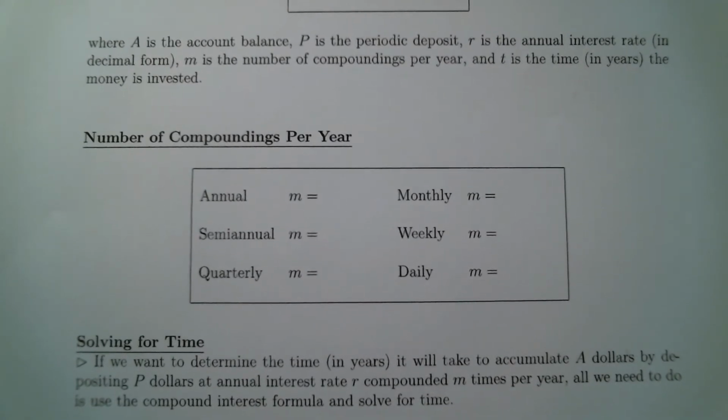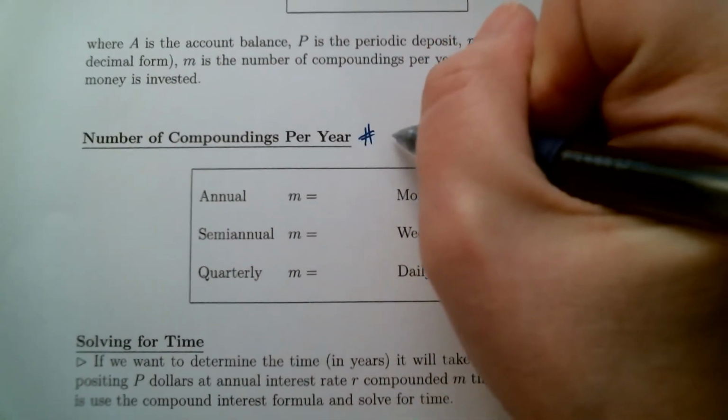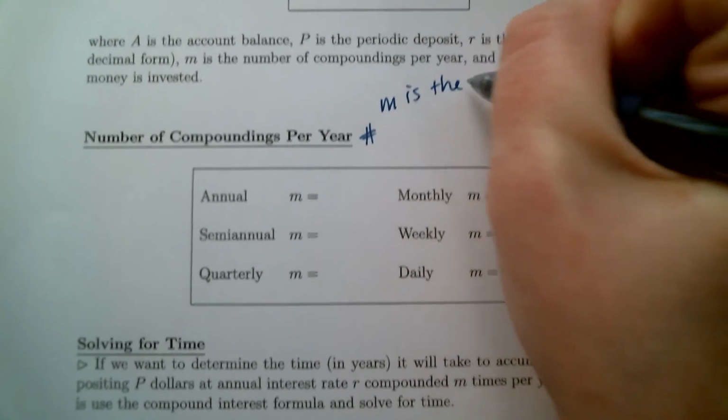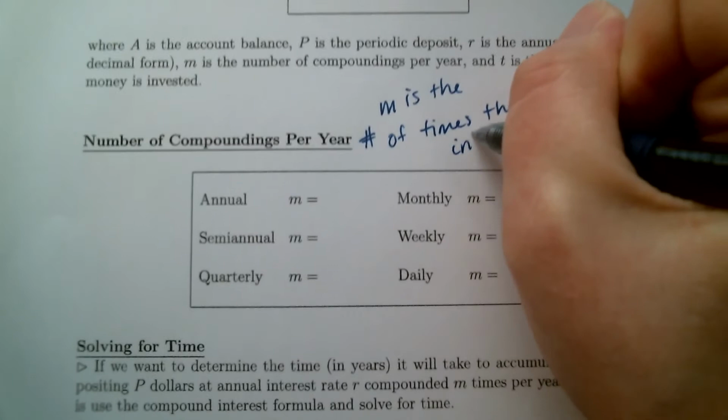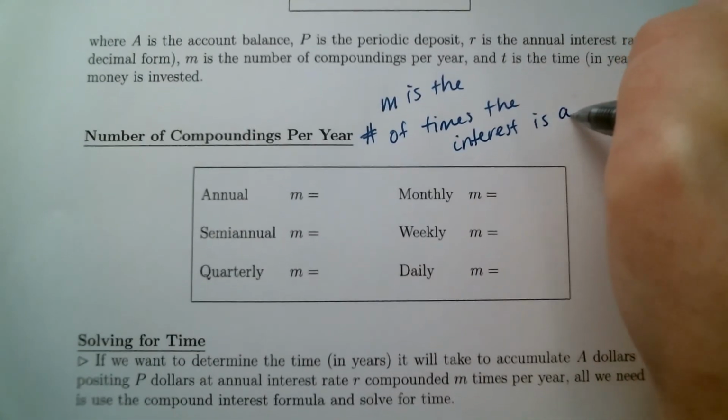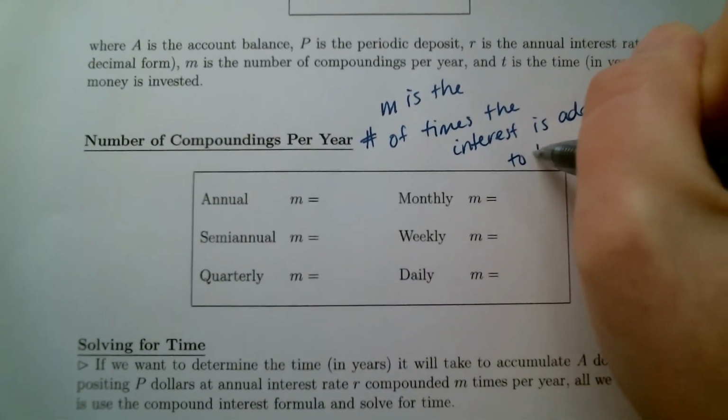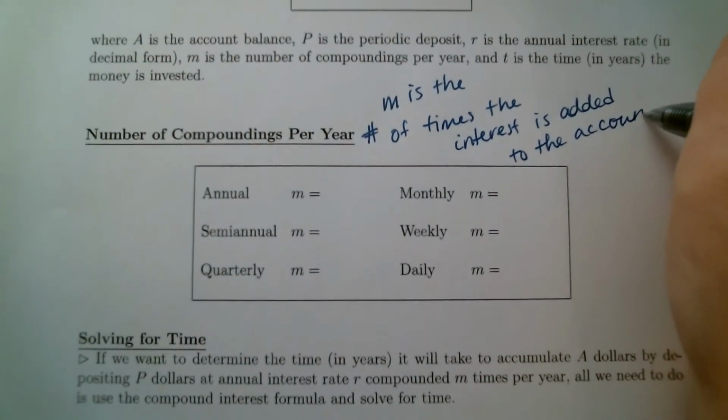Before we do the practice, let's take a minute to talk about the M value. M is going to appear in pretty much every formula going forward. It's not something that appeared in simple interest, but it will be in almost every single remaining formula in this chapter. M is the number of compoundings per year, so the number of times that the interest is added to the account per year. Let me write that on here: M is the number of times the interest is added to the account per year.